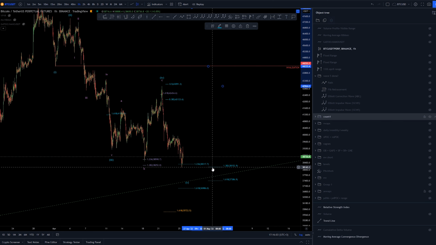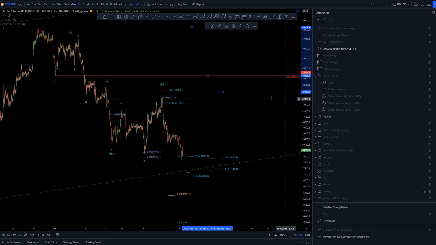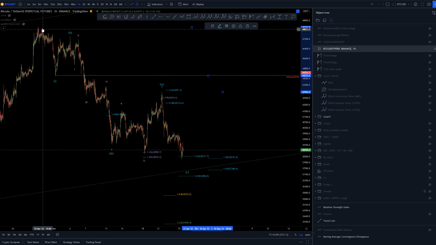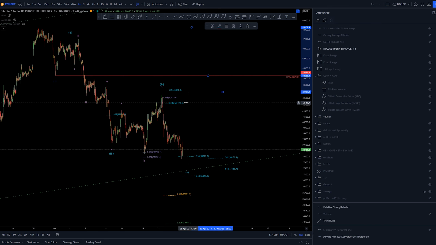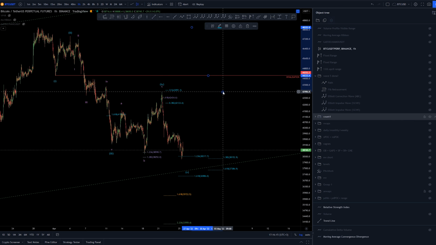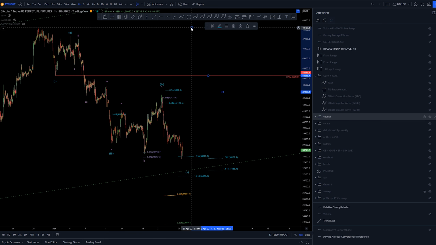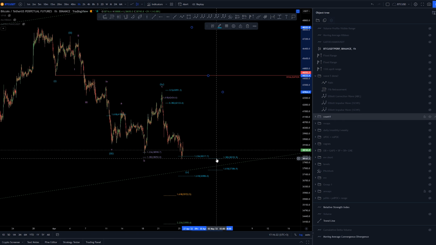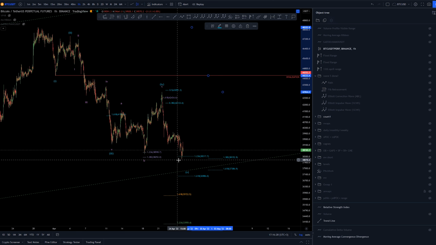Another target down here is the 1.32 extension, and this is again for the wave 1, comparing the wave 5 to wave 1 again. Then it is projected to wave 4. So again, it is hitting this area perfectly, giving it even more confidence that we are at least doing some kind of bounce here.